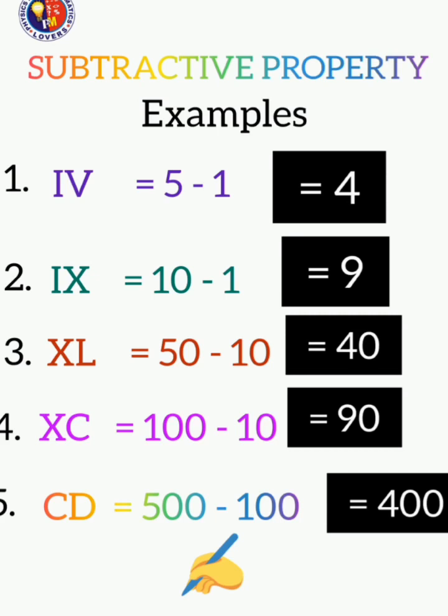The same thing happened with XC, example number 4. In this case, X is just 10 and C is 100. So X is smaller. We remove 10 from 100. The same thing, CD. C is 100 and D is 500. So for us to get our 400, we subtract 100 from 500.